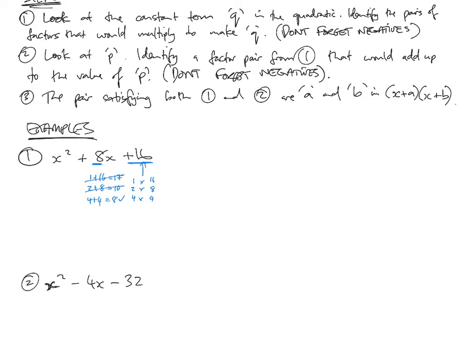The pair satisfying both steps 1 and 2 are a and b. So 4 and 4. So we can jump straight to this x plus a, x plus b. We know that a is 4, and we know that b is also 4. So this is the right answer, but remember that if you are timesing something by itself, it is squared. So it's better to write it fully simplified, okay? So that's the first running of this example.